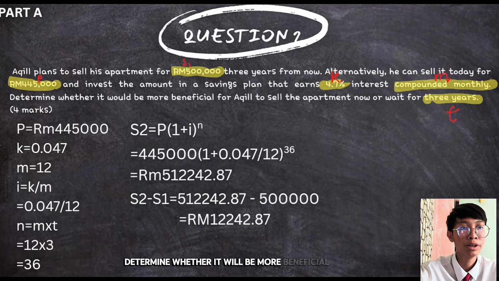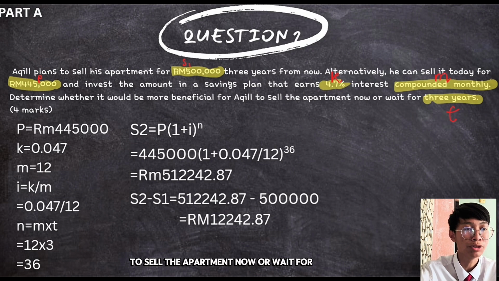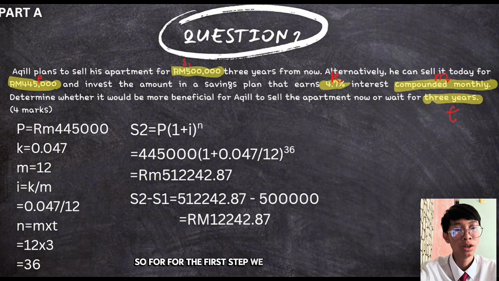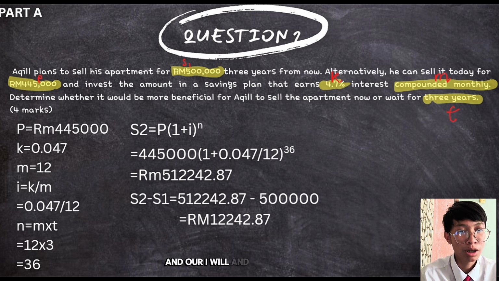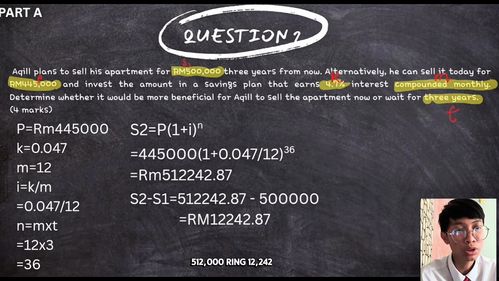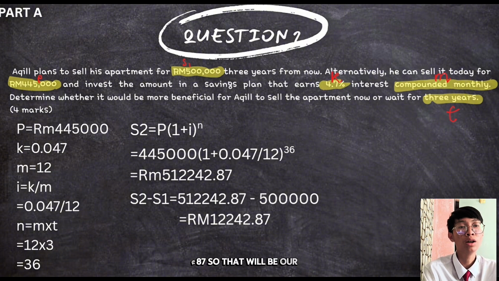Determine whether it will be more beneficial for Akil to sell the apartment now or wait for 3 years. For the first step, we use the compound interest formula, which is S2 equals P multiply (1 plus i) power n. So we just need to fill the amount into the formula. Our P will be 445,000 ringgit, our i will be 0.047 divided by 12, and our n will be 36. So the total is 512,242 ringgit 87 cents. That will be our S2.